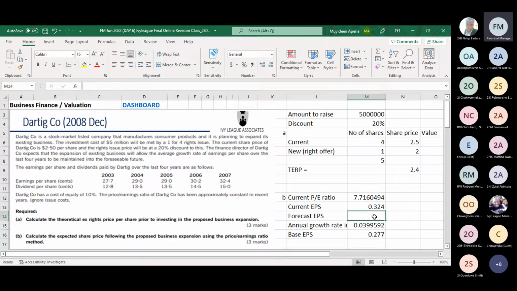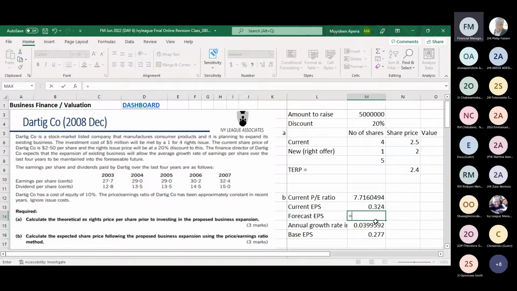So what is going to be our forecast EPS? Forecast EPS equals current EPS multiplied by 1 plus growth. Do you agree? Yes, sir. So this is the forecast EPS.